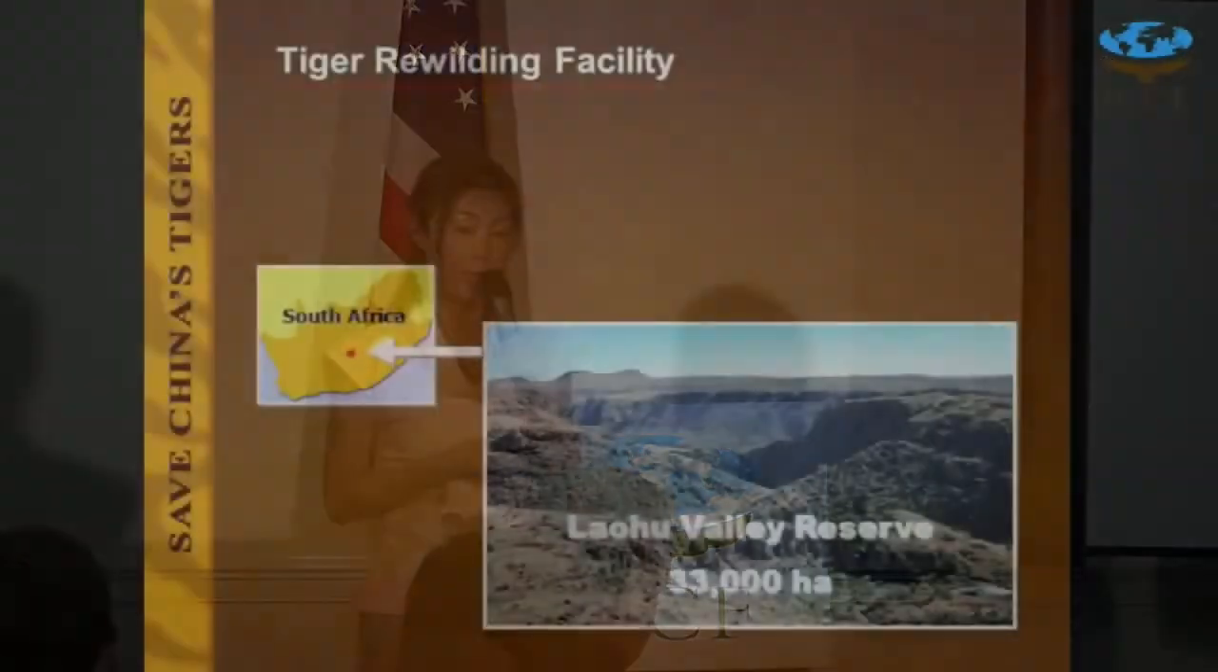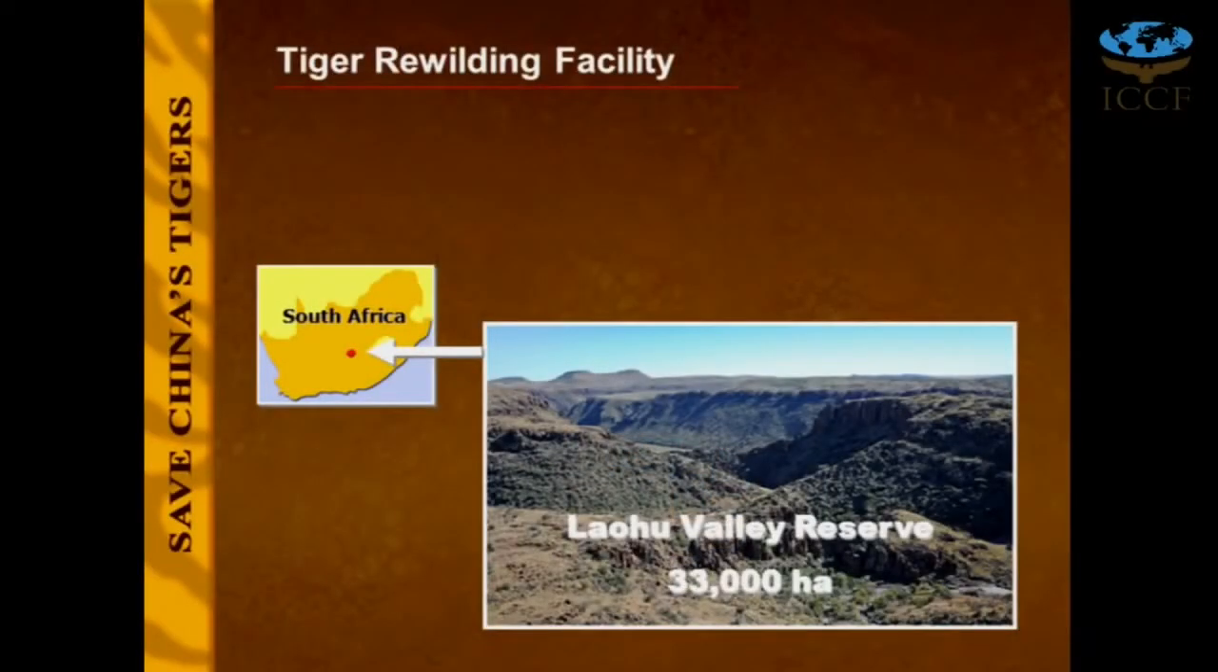And they really got real VIP treatment. They got a private little charter plane by a friend of mine from the Johannesburg airport to our reserve. And this is the Laohu Valley Reserve. Laohu Valley Reserve itself was actually restored from 33,000 hectares of defunct sheep farm.